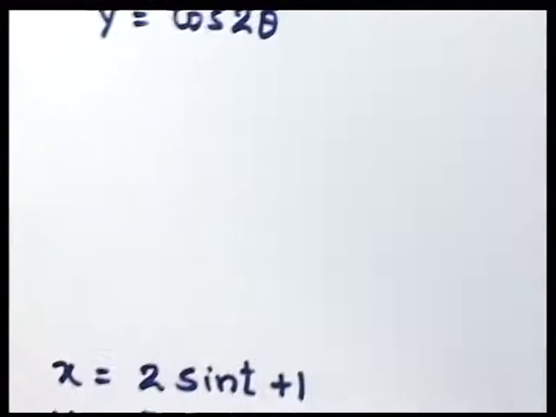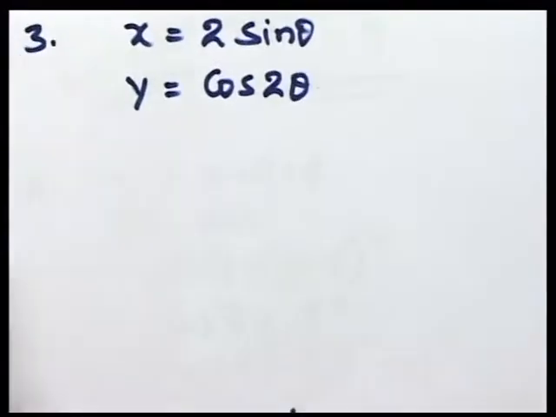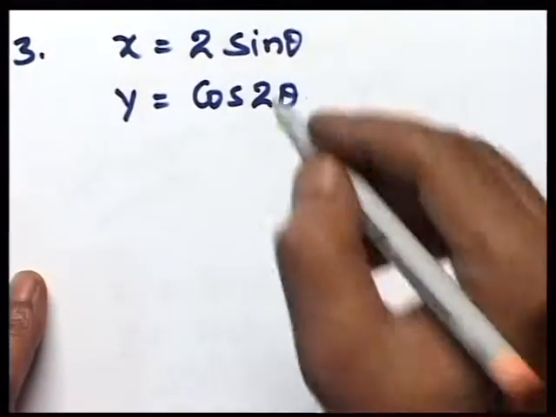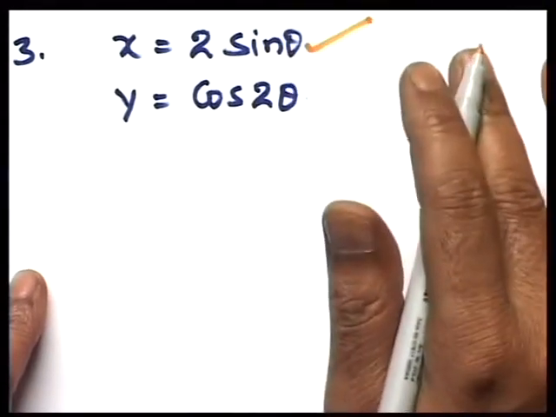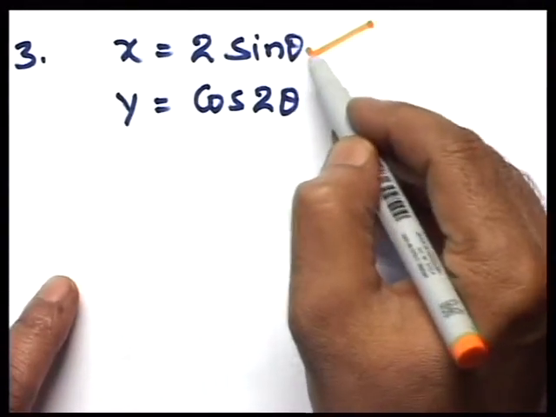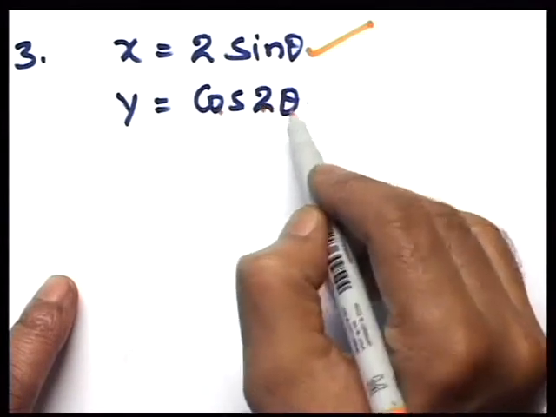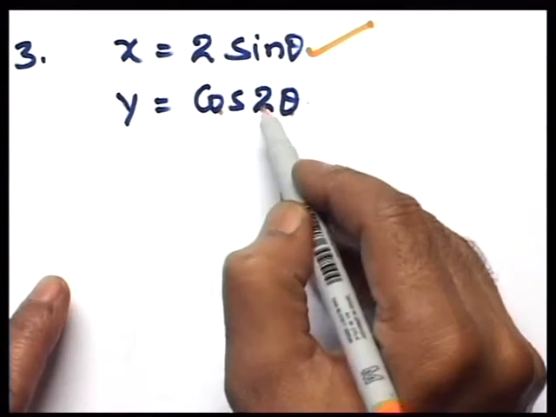2-3 questions to go based on trigs. Now this is double angles. Watch again. We have sine theta. That's great. This theta is nothing but t. All right.